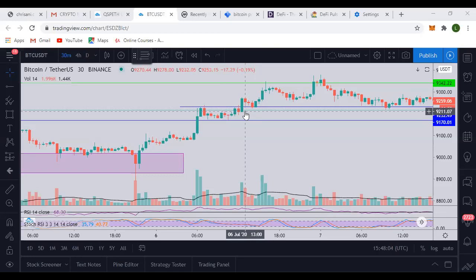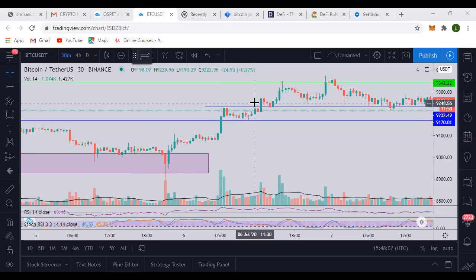So what do we do? We buy at the support and sell at the resistance, or you long at the support and short at the resistance. That is as simple as that.